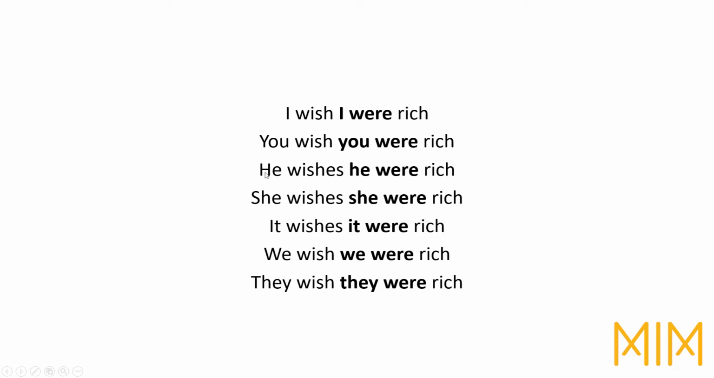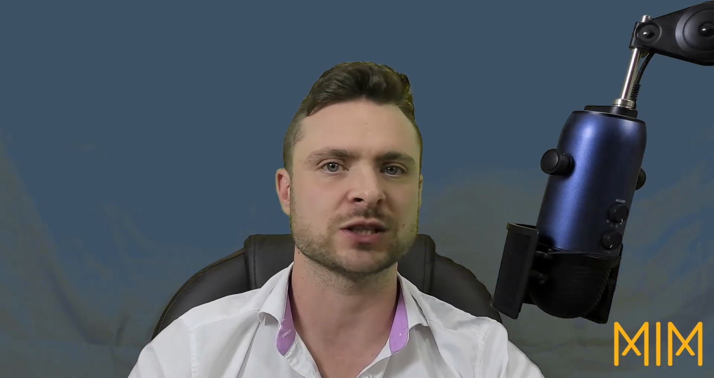He wishes, because it's third person. He, she, and it. He wishes he were rich. All of these use were as the form of to be. It's very, very strange. I don't know who made this rule.